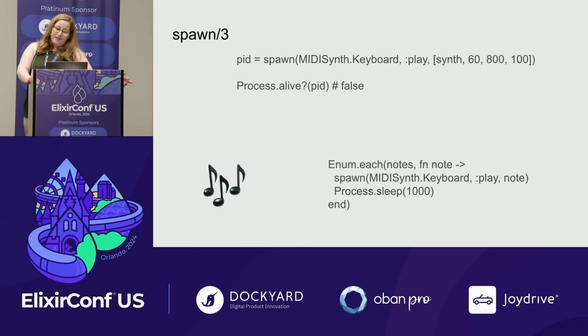Now, spawn 3. This takes in an MFA. Same thing, just returns a PID. Same thing here, Process.alive?, false at the end. Let's do something a little bit more fun, let's say. We're going to iterate through all of the notes, and we're going to spawn a process for each one to play it, and then we're going to Process.sleep for 1 second in between, just because computers are fast.